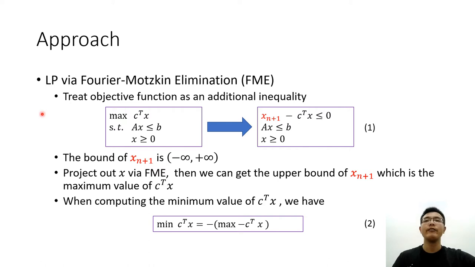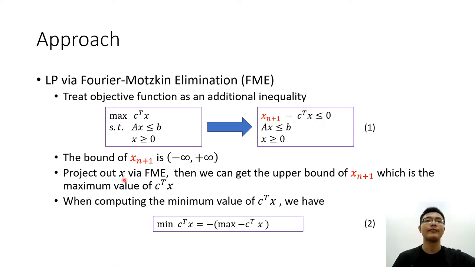First of all, let me give a brief introduction about how to adapt Fourier-Motzkin elimination to solve linear programming problems. Looking at this linear programming model, it wants to calculate the maximum value of the objective function, that is c transpose x. To realize it, we can introduce a new variable, x_{n+1}, whose bound is from minus infinity to plus infinity, to reconstruct the objective function by generating a new linear inequality, that is x_{n+1} minus c transpose x less than or equal to 0.